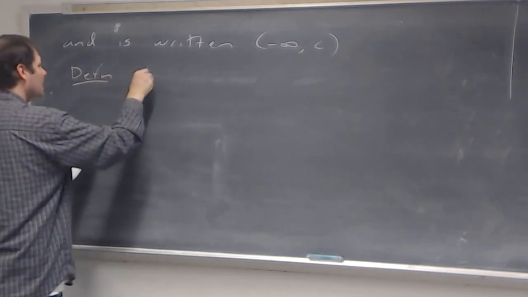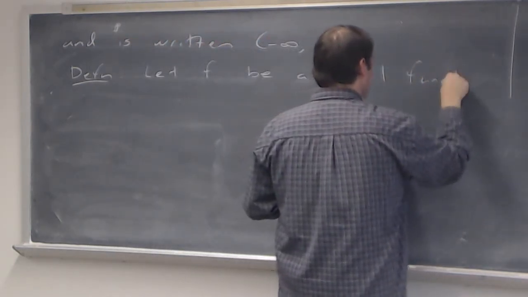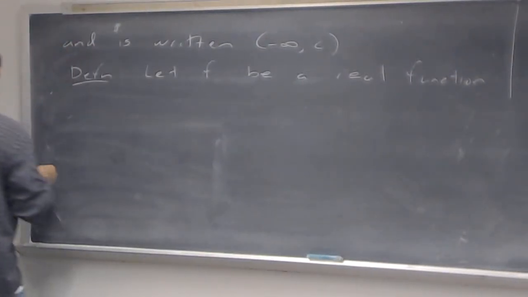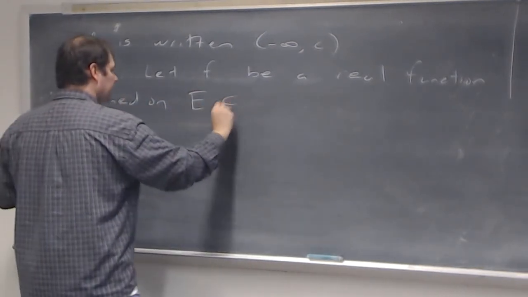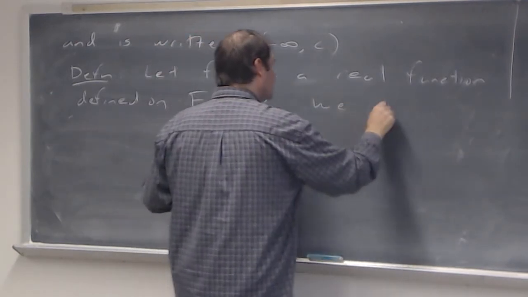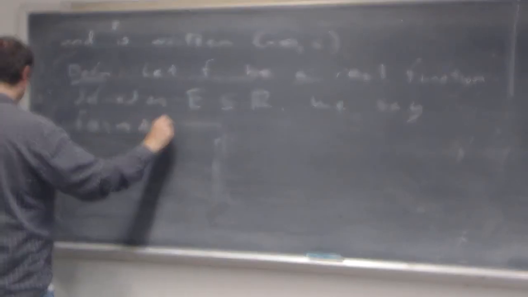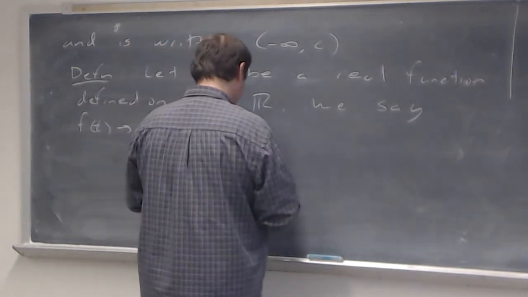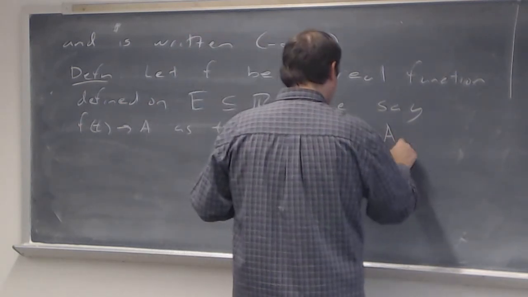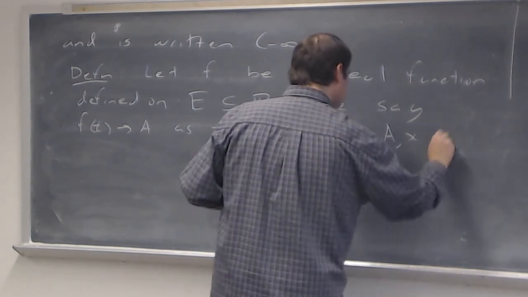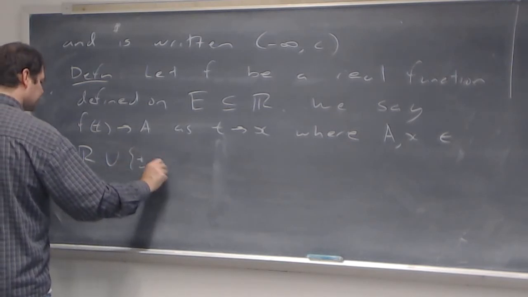Here's another definition. We let f be a real function, output values are real values, defined on E that's a subset of R. So this is about limits, we say f of t goes to A as t goes to x, where A and x are elements of the reals union plus or minus infinity.